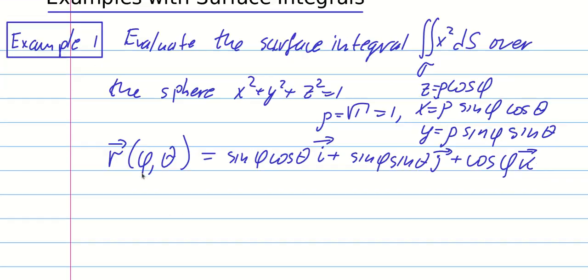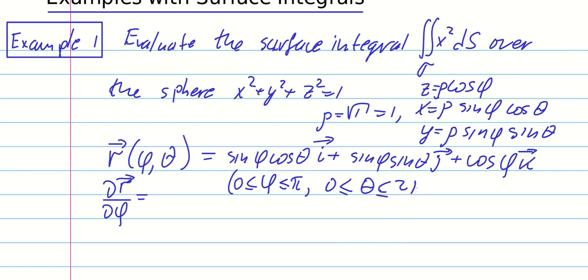Then, since we have our r, we can calculate the partial derivatives. Oh, I forgot to say how phi and theta go. Phi goes between 0 and pi, and theta lies between 0 and 2 pi. All right, so we have our parameterization.